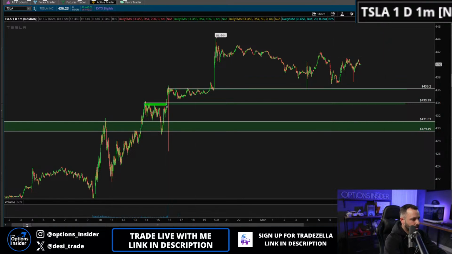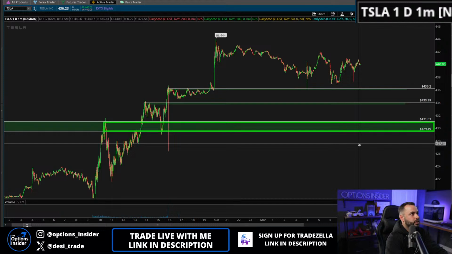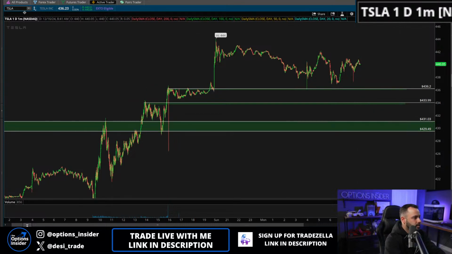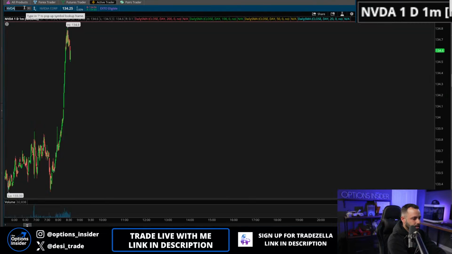Below that, you have this high from Friday around 434. That could be an interesting long spot. And then I think the best long spot is right here between 431 and 430. As long as we're above this zone right here, I am staying long Tesla. Okay? Very, very nice.